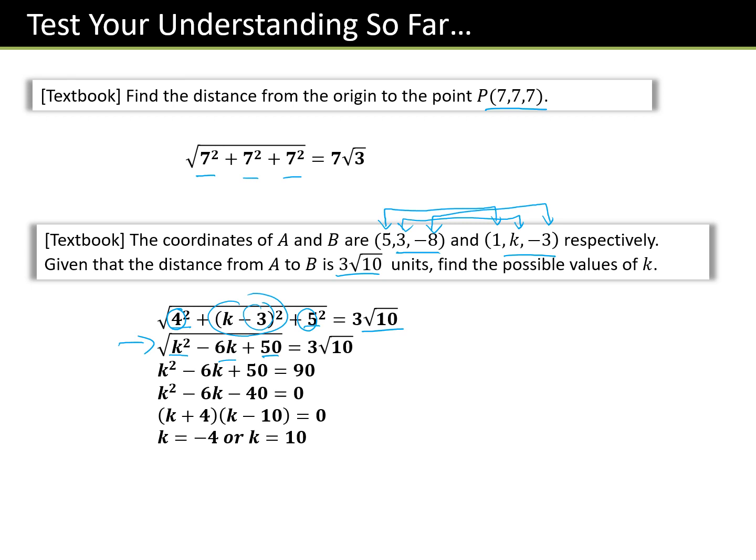Now if you square both sides, you're going to get rid of the square root on that side. If we square this side, the 3 root 10 is going to be 9 times 10, which gives us the 90. And then all to one side, you've got a quadratic, and we're going to get the 2 answers, minus 4 or 10. So notice in this textbook question, in exam questions, they do actually give you a clue, the values of k being plural. You know, it's no surprise that we've actually got 2 answers.